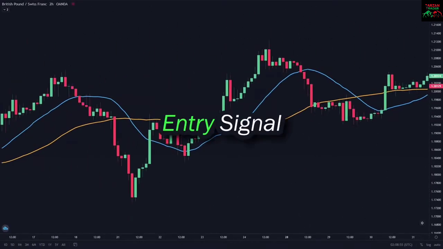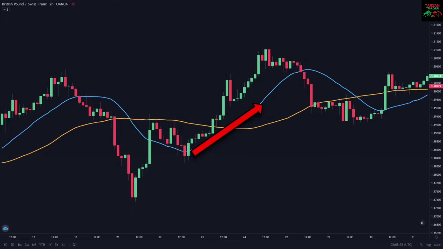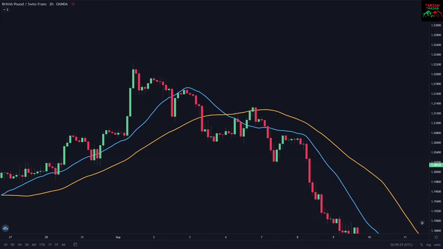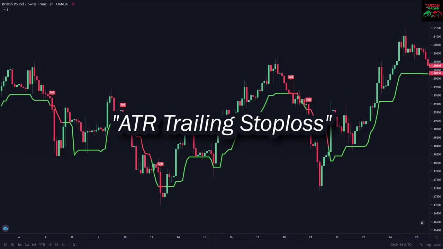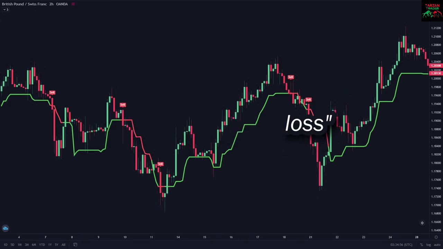For your entry signal, if the 20 MA crosses above the 50 MA, you take a buy position. And if the 20 MA crosses below the 50 MA, you take a sell position. And for your exit signal, you can use an exit indicator like the ATR trailing stop loss to exit your trades. This will give a much better exit compared to if you waited for the moving average to cross over again.